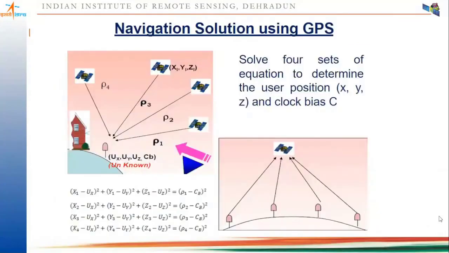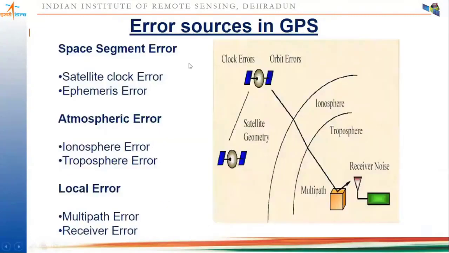Then when we are estimating position using the GPS satellites, there are various error sources in the GPS data. In the space segment, there is a satellite clock error and there is an ephemeris error. The onboard atomic clocks are very precise, but still some error can exist there itself. Then we have the ephemeris error.